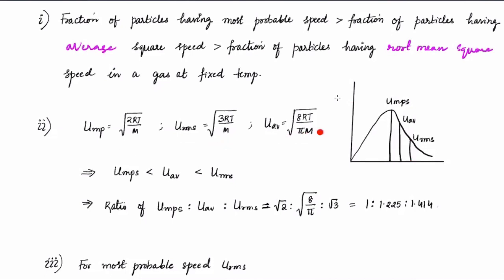And if you see the values, you know that URMS is more, and if I take the ratio, that would come as root 2, root 8 by pi, and root 3. Okay, so that would be 1 is to 1.112 is to 1.225. This is what you will get as the ratio. Directly as well as this part, mains questions have been asked a lot of times, so you better remember this.